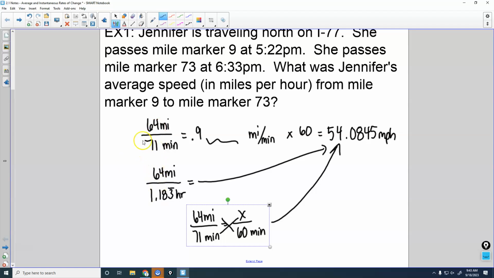So you put that over 60 right there when you put it in. That'll work. Yep. That'll work.